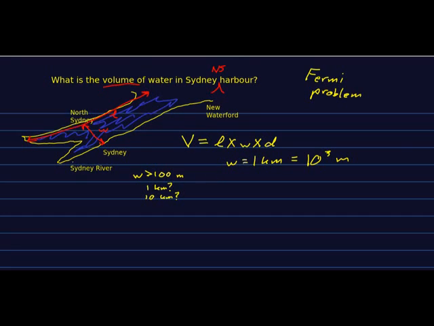Now the length is actually not too difficult to estimate. If you think of starting in Sydney River and driving all the way up to the bend where it opens up near New Waterford, in good traffic, you can drive that in half an hour, and you'll probably be going maybe 50 or 60 kilometers an hour on average. So I'm going to guess that the length is maybe something like 20 kilometers. So that's 2 times 10 to the 4 meters.